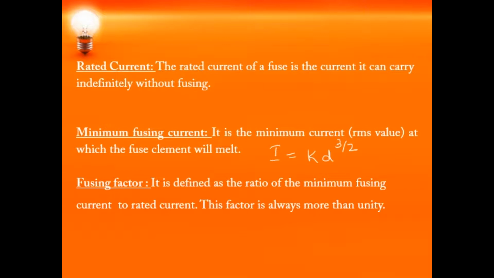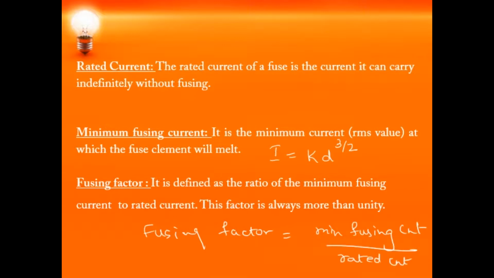So fusing factor is nothing but the ratio of the minimum fusing current to rated current. That means fusing factor is the ratio of minimum fusing current to rated current. So obviously your minimum fusing current will be greater than the rated current. So this fusing factor is always greater than 1.